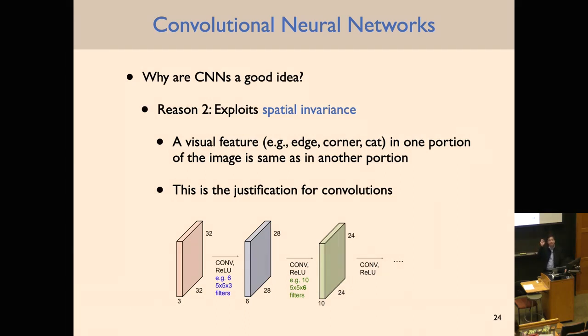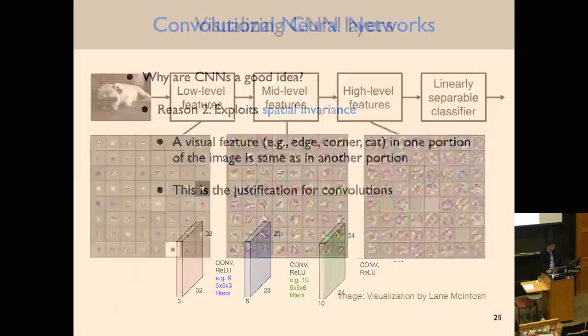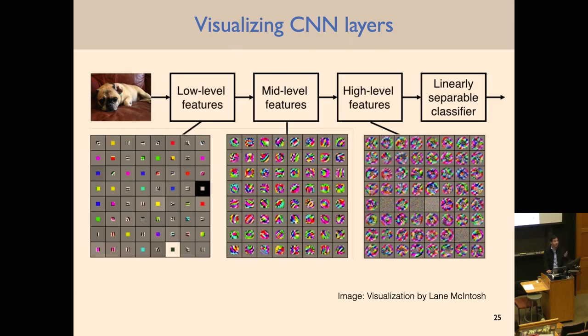We're asking, is there a particular feature here? Is there a particular feature here? Is there a particular feature here? And we're using the same feature detectors, the same kernel, in every portion of the image. And this makes sense in vision because of the spatial invariance.